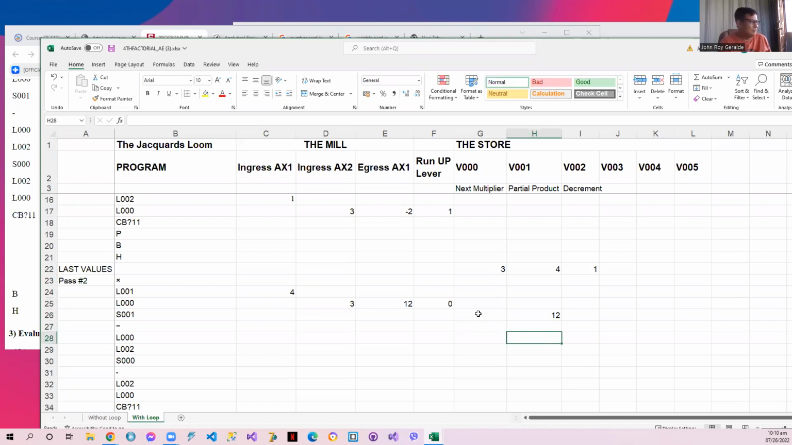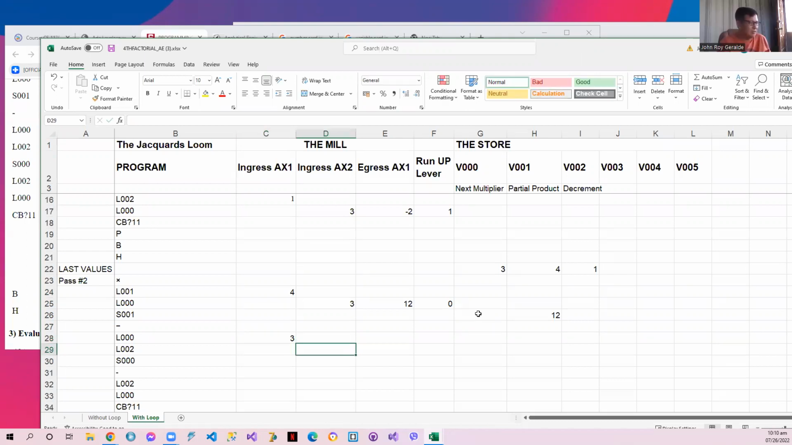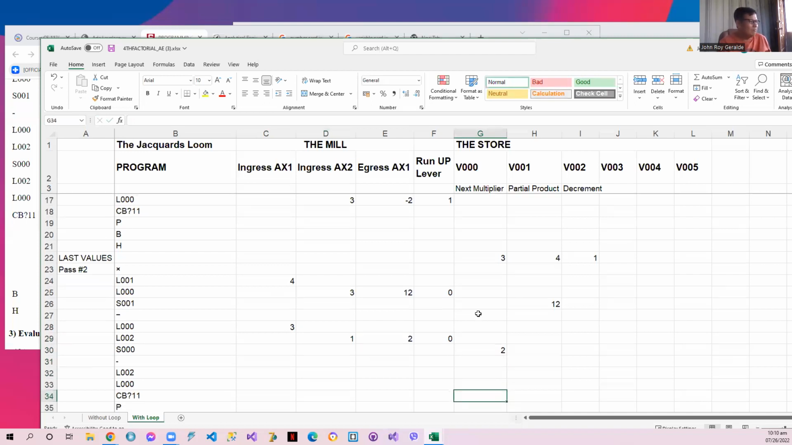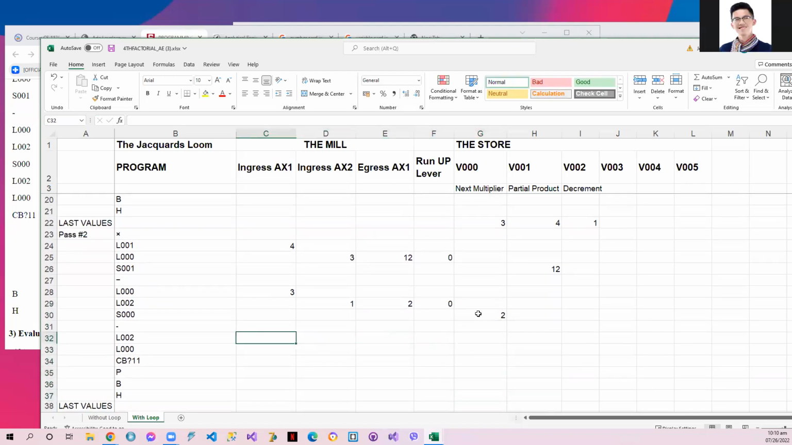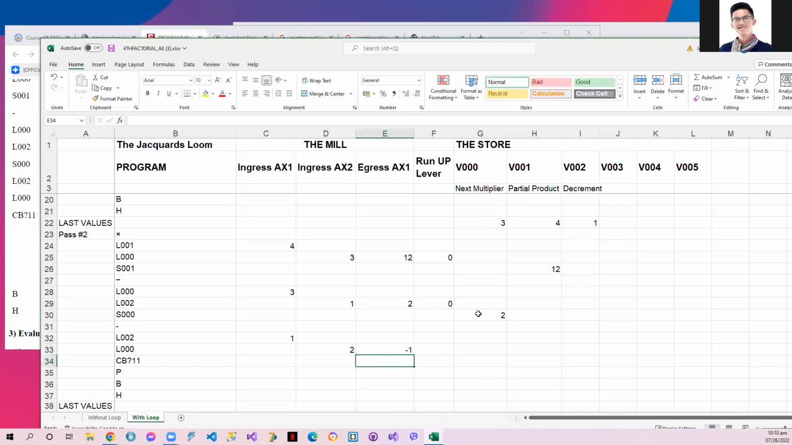12 here. The next is another operation card. L000, what's the value of this? 3. L002, what's the value of this? 1. Okay, so this will become 2. The run-up lever is 0. S000, so this becomes 2. Do you follow? Okay. Then we'll have L002 for a minus. L002 is a 1. L000 is a 2, right? 1 minus 2 is negative 1.